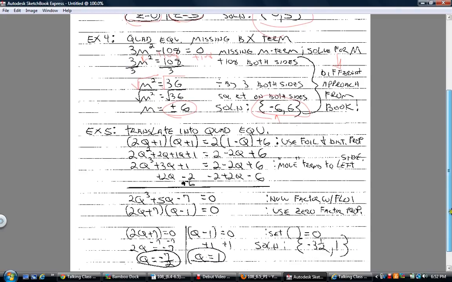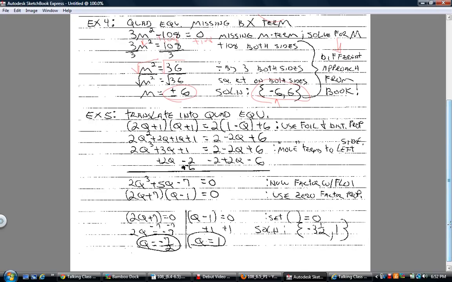Now example 5. It's going to take us a little bit of work here. It says translate into a quadratic equation. Now you see this problem, and I'll be honest with you, you might freak out just a tad. You see two binomials being multiplied equals another set of parentheses, and you're like, I don't see any quadratic equation in this. Now, the first thing to help you out here is focus on the left-hand side.